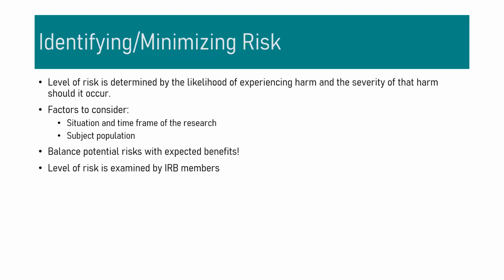The level of risk for each study is then examined by an IRB committee, and its members are going to determine if the study's risk of harm is acceptable. They're then going to make suggestions on how to change the level of harm if necessary. So additional safeguards, such as removing participant identifiers from the data, or obtaining consent or additional consent and confidentiality forms, may be suggested.